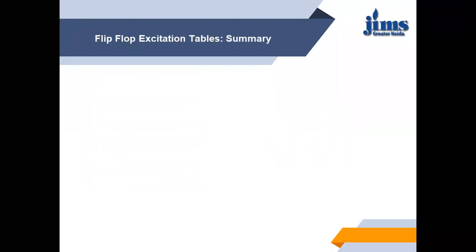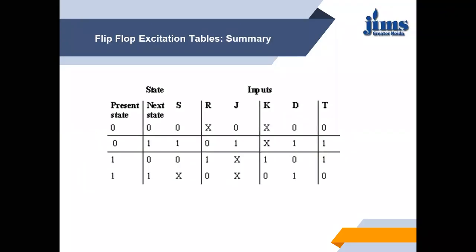Now let us summarize all the excitation tables in a single table. So we have present state and next state, four possible combinations: 0 0, 0 1, 1 0, 1 1. And you have to remember, for SR it is 0 1 0 cross, and write it in the reverse direction, 0 1 0 cross. This is how you can find out the value of excitation inputs. In case of JK flip-flop, you can write 0 1 cross cross, and write it in the reverse direction.